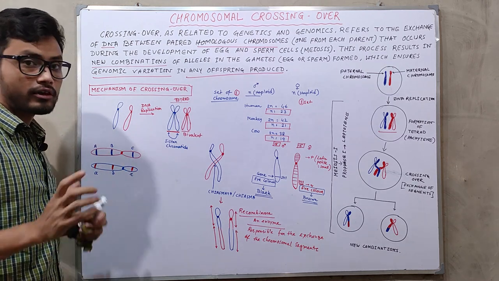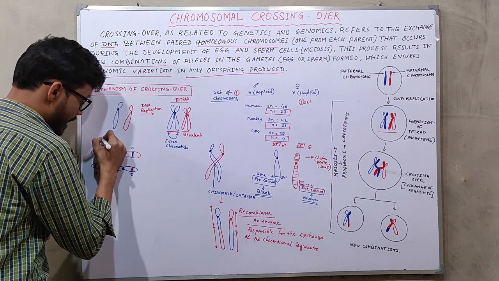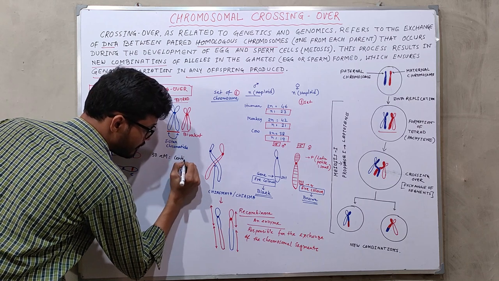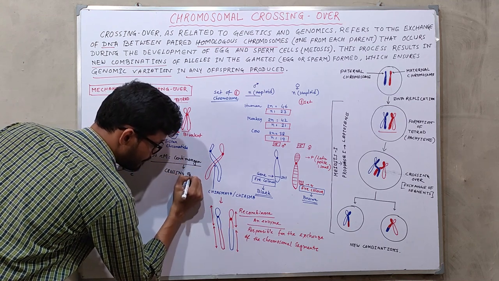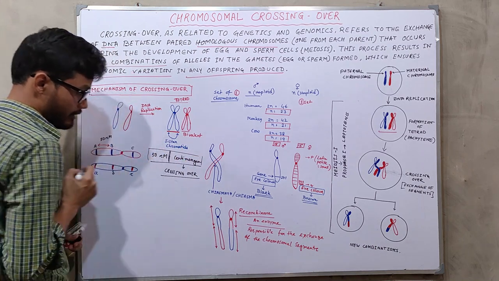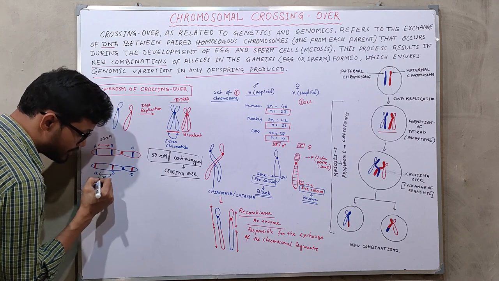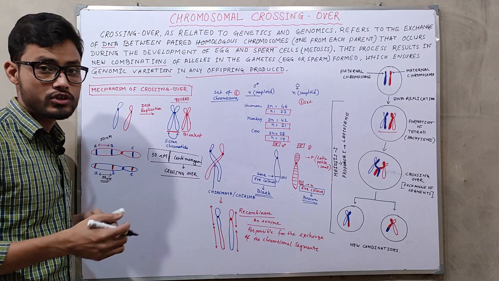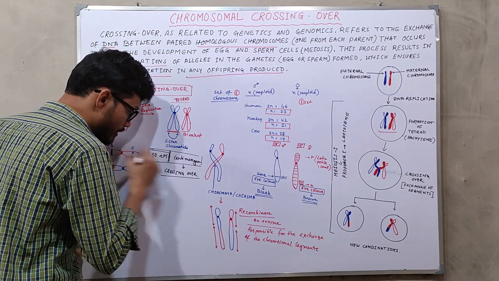So the first parameter for crossing over is the minimum distance between two genes, at least 50 centimorgans. Whenever the distance is 50 centimorgans, crossing over takes place. If A and B are situated 50 centimorgans apart, this is the minimum distance, then crossing over occurs between the two segments. Otherwise, crossing over does not take place, and these two genes are inherited together in the next offspring, which is denoted as linkage. So 50 centimorgans is the basic rule of crossing over.